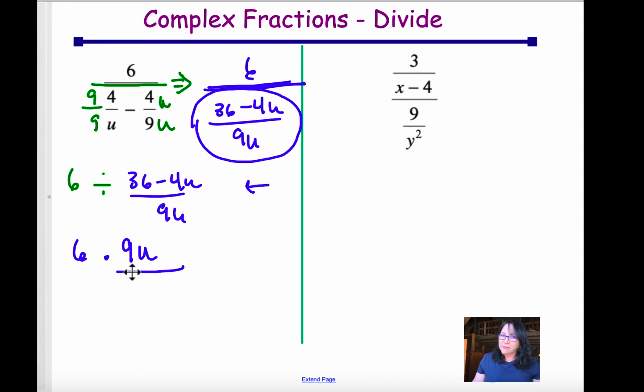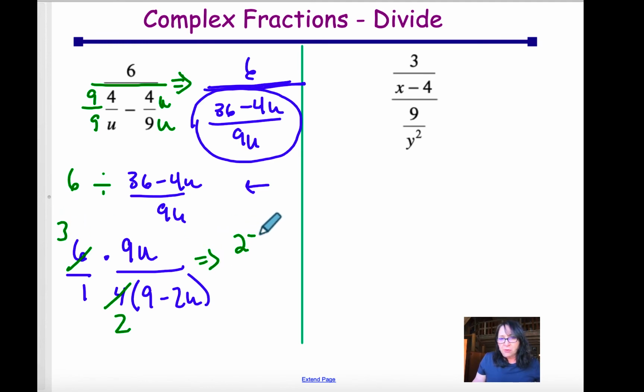And so I'm actually going to factor out a 4 because I know 9 times 4 is 36. So I'm going to factor out a 4 and get 4 times 9 minus 2u. The reason being is that when I multiply these out, I'm going to try to factor a little bit and see how I'm multiplying. I can factor out a 2, and then that makes that into a 3. So my final answer for this problem would be 27u over 2 times 9 minus 2u.